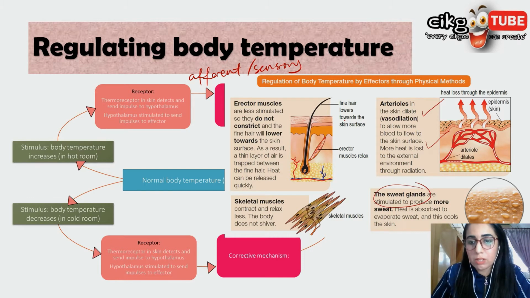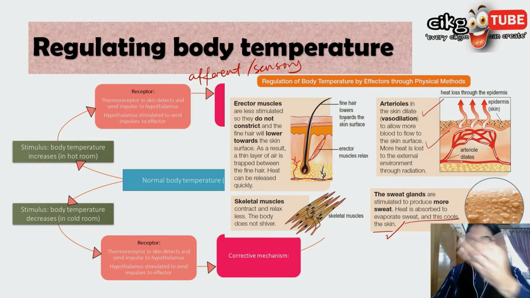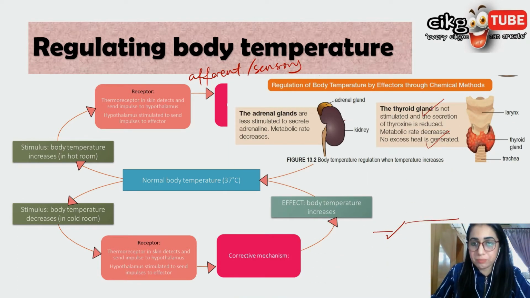Now, sweat glands are also stimulated to produce more sweat. Of course, we are feeling hot, so we produce more sweat, and the heat is absorbed to evaporate the sweat, and this cools down the skin. So sweat cools down the skin. So when the skin is cooled down, what happens? Body temperature reduces.